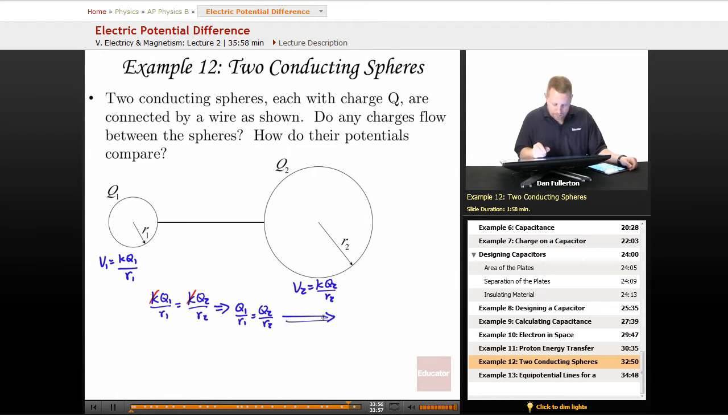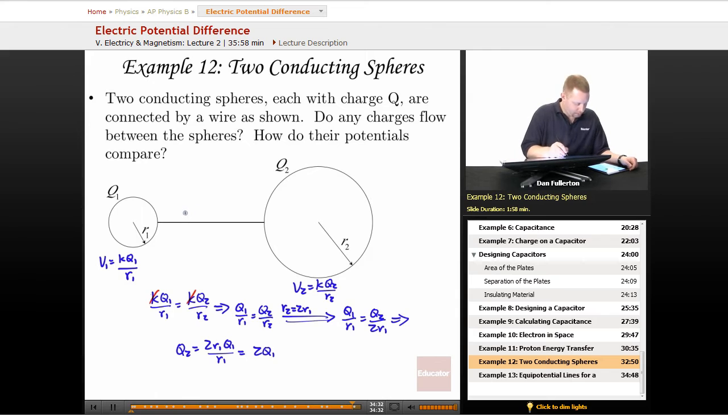And since we know that R2 is going to be twice R1, measuring those lines, we could figure that out, then Q1 over R1 must equal Q2 over 2R1. Or a little bit more rearrangement to say that Q2 must equal 2R1 Q1 over R1, or that's going to be just 2Q1. Q2 is equal to twice Q1, then we must have charge flowing from 1 to 2.